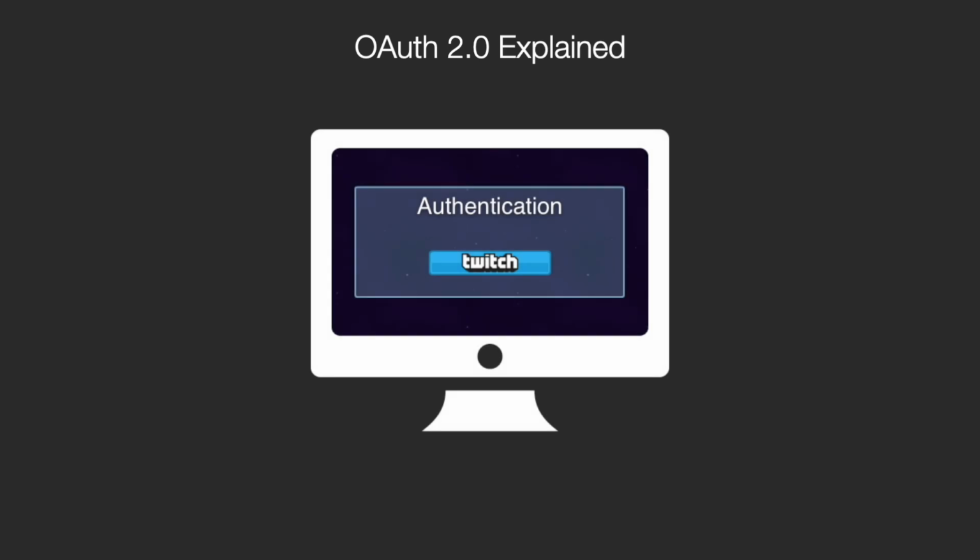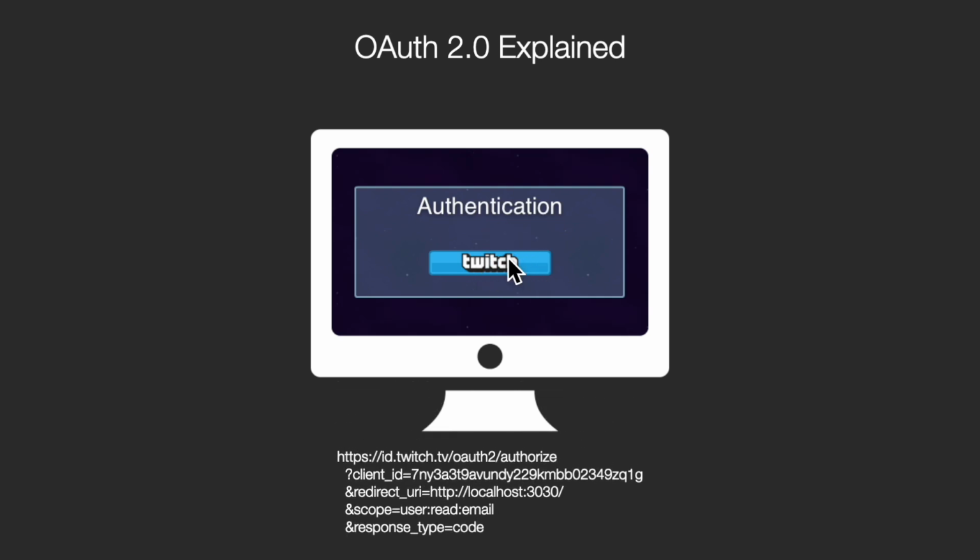In your app that you're developing, on the authentication page, display a button that indicates that your app supports Twitch authentication. Clicking that button will open the web browser at the URL below. The URL has some important parameters, including the client ID, a redirect URL, which in this example is a local server running on the user's machine, and the scope. This is the data that the user is authorizing our app to access. In this case, it's the user's email. The last parameter indicates that we are expecting an authorization code back from Twitch.